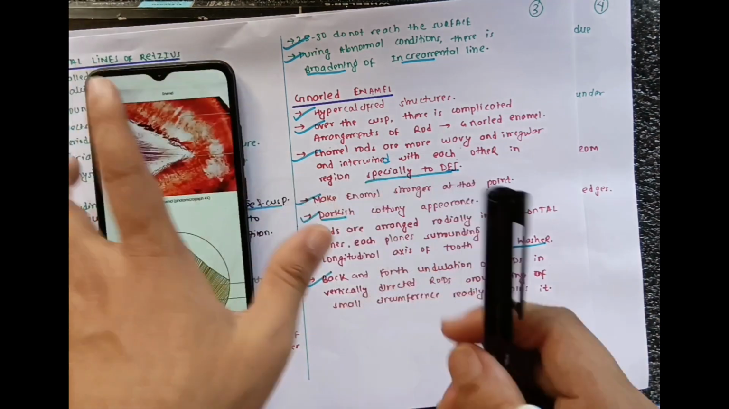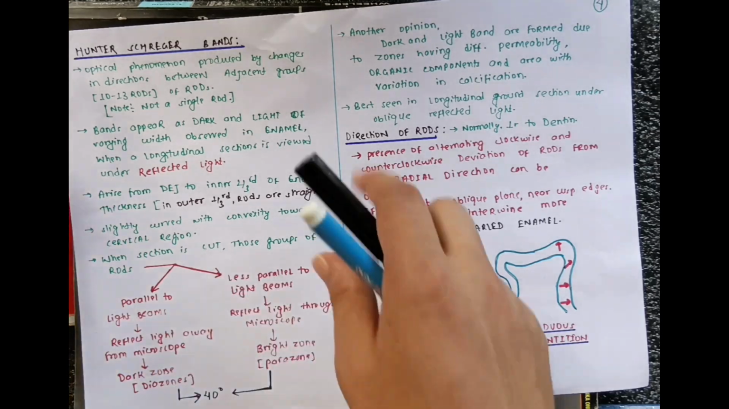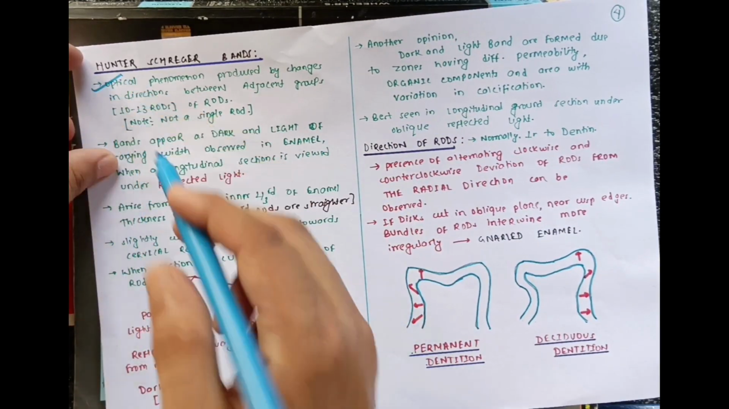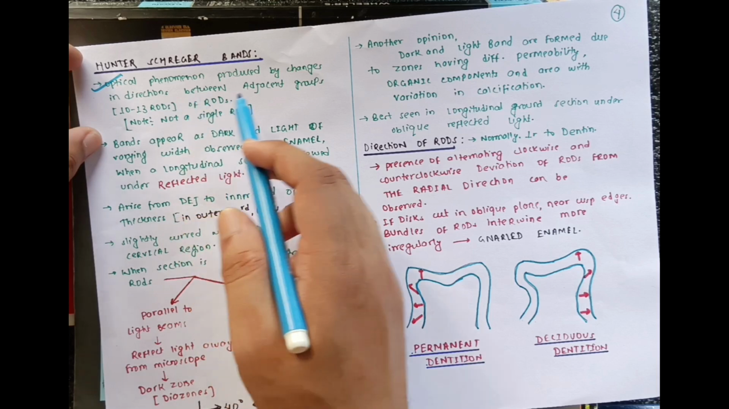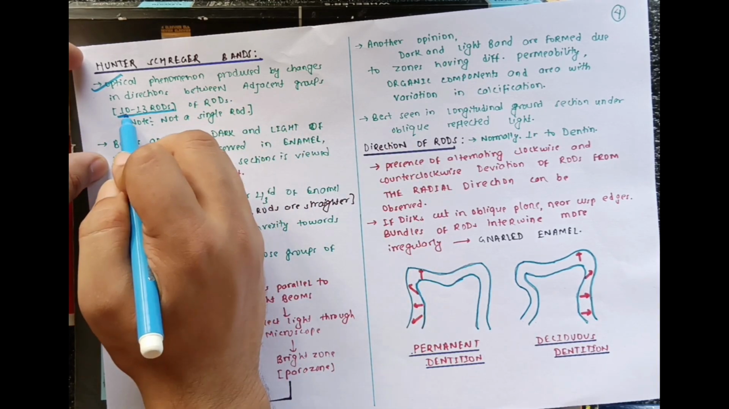After the gnarled enamel, we will start with the Hunter-Schreger band. As I have written here, it is an optical phenomenon that is produced by the changes in direction between the adjacent groups. The groups constitute 10 to 13 rods.